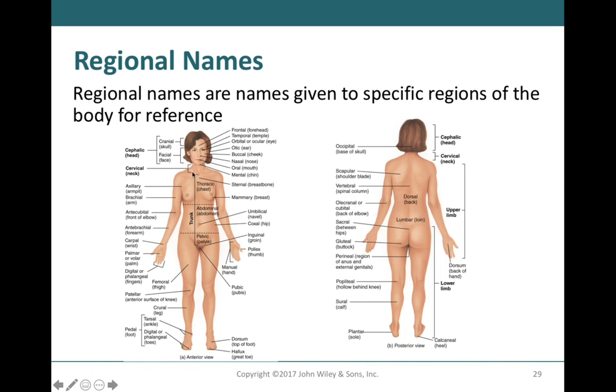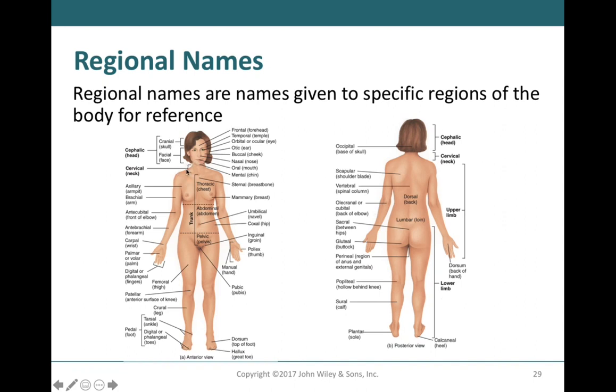So first and foremost, the head up here, this is going to be referred to as the cephalic region. So these different regions are important. One condition that some newborns can have is known as hydrocephalus. Hydrocephalus is referring to water in the head. Hydro for water, cephalus for cephalic, or the head. So this is the cephalic region.